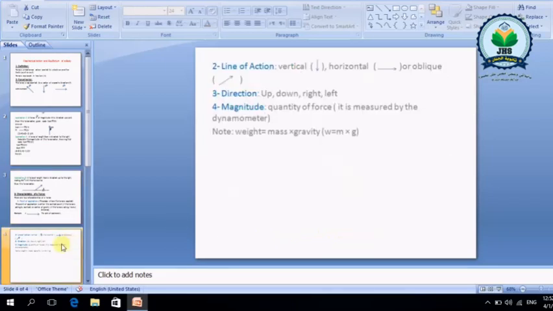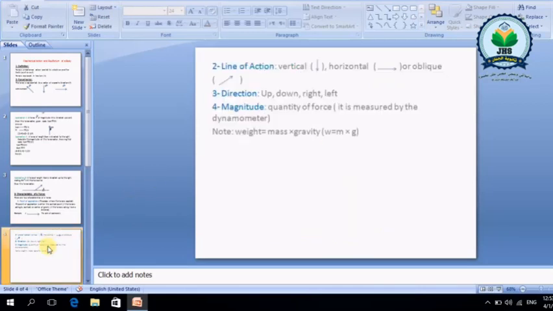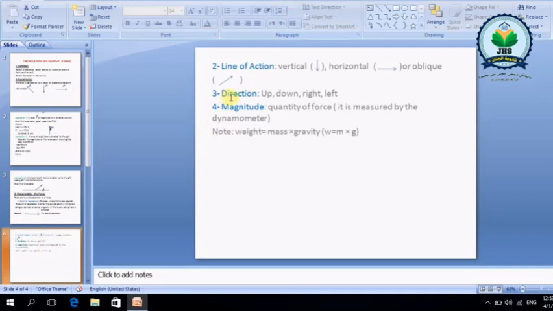Okay. The second characteristic is line of action, or we say sense. Sorry, sense is direction. Line of action can be vertical, as you see here, horizontal, or oblique. The direction it can be up, down, right, or left. Of course it can be up to the right, up to the left, down right, down left.